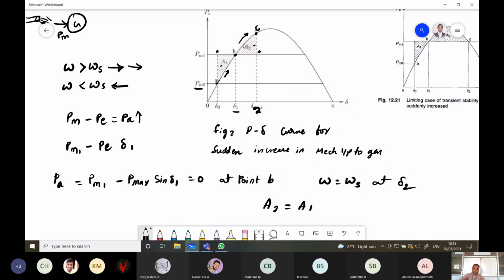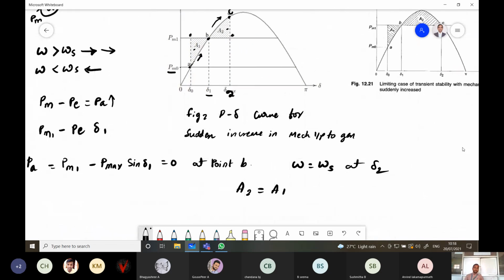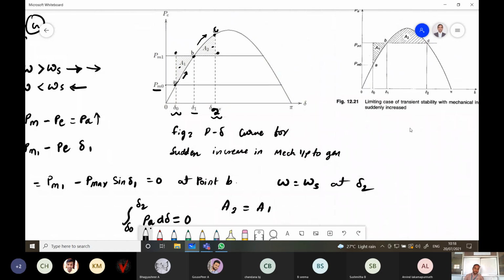Okay, now we can write that is the integration of delta naught to delta 2, taking the limit from delta naught to delta 2. So that is your Pa, the accelerating power with respect to d delta, equal to 0, and both areas are equal. Since the rotor is decelerating, now both are equal, and the rotor starts decelerating.